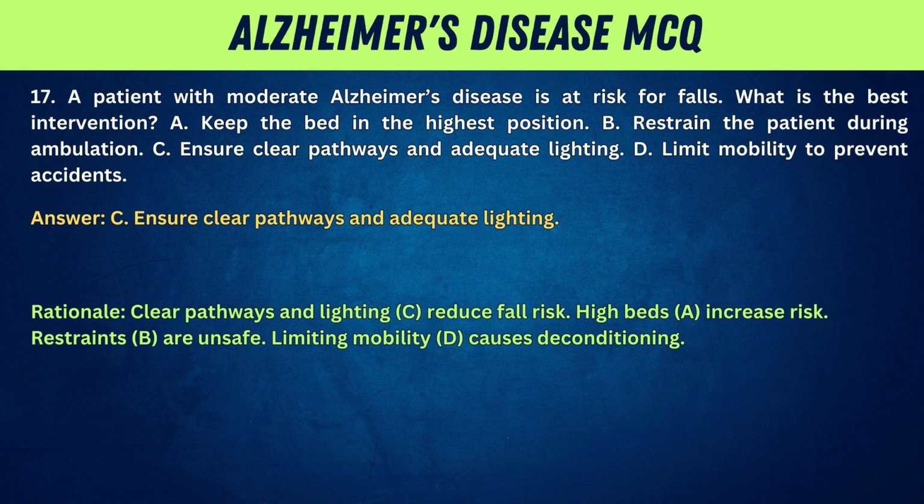Rationale: clear pathways and lighting, C, reduce fall risk. High beds, A, increase risk. Restraints, B, are unsafe. Limiting mobility, D, causes deconditioning.